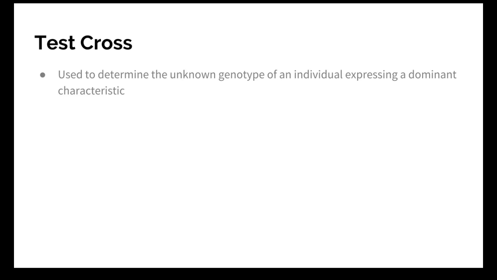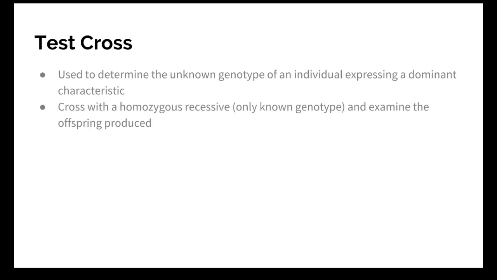Anytime I do a test cross, I take another individual and I breed them with this dominant individual that I'm unsure about the genotype. The second individual always has to be a genotype that I know 100% sure, and out of the three options, homozygous dominant, heterozygous, or homozygous recessive, the only one that I know for sure by looking at the organism is homozygous recessive. Because it's showing the recessive trait, the only option for them is to be the little letter genotype. So I'm going to cross this unknown individual with a homozygous recessive organism, and then I'm going to look and see what offspring they produce. And based on their offspring, I can figure out what their second letter is.